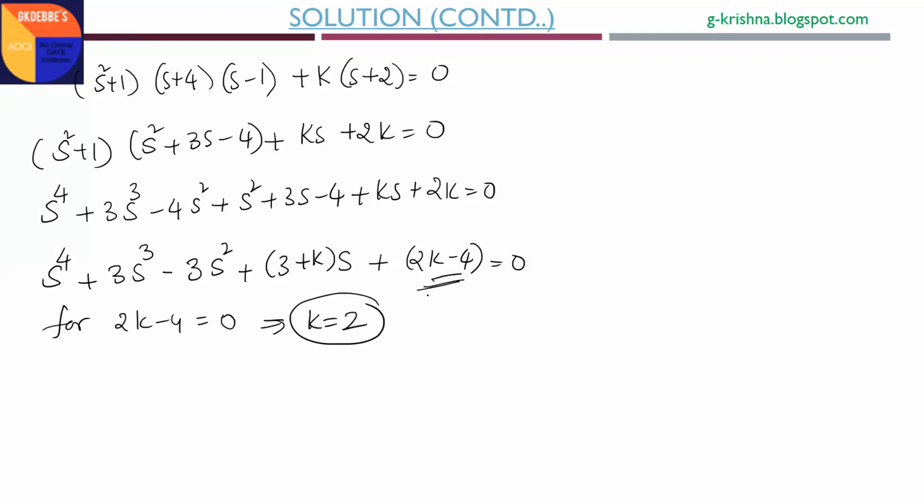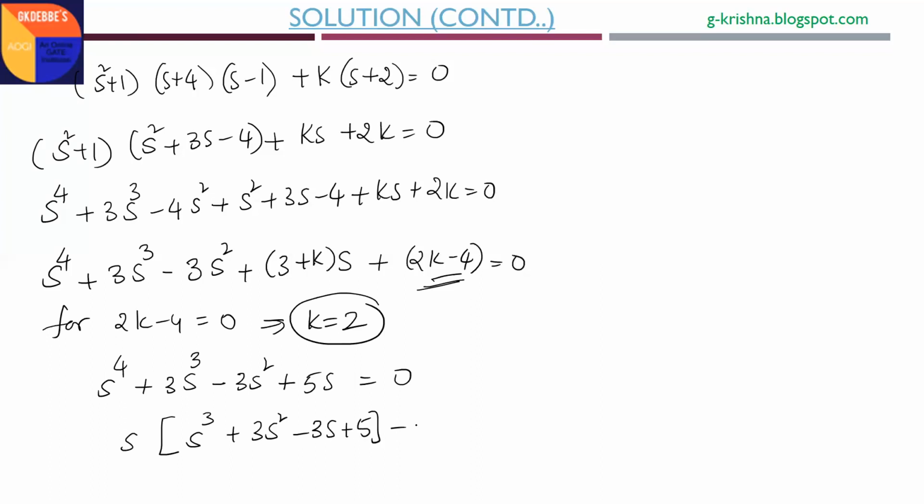Definitely the s power 0 coefficient will be 0, and the characteristic equation will become, for k equal to 2, s power 4 plus 3s cube minus 3s square plus (3 plus 2) 5s is equal to 0. Definitely if you take s common, the characteristic equation will become like this. Definitely one root will be at origin. The remaining two roots, where they are located is obviously RHP, which you can check with the Routh-Hurwitz criterion also.